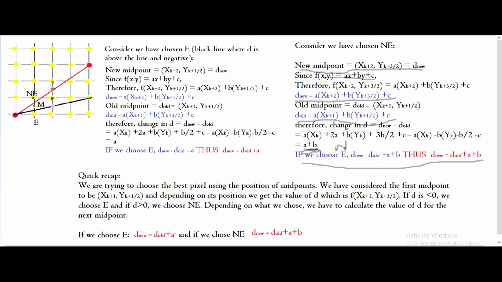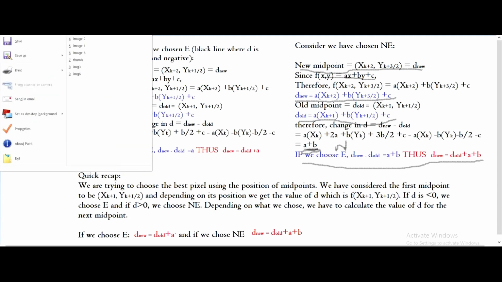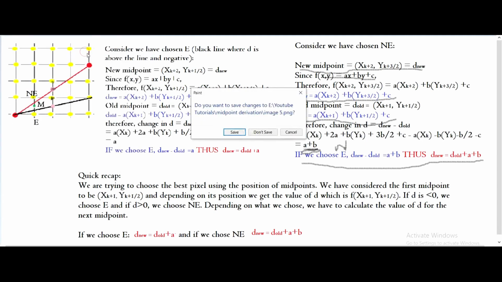And depending on what we chose, E or NE, we can calculate the value of D for our next midpoint, which is either this one or this one. Alright, and we keep doing that for every consecutive set of pixels. So we'll calculate it for this and this. Actually, we don't do it, our algorithm does it. Okay then, so till now we've learned up to this much, and we're almost done actually. We don't have much left.